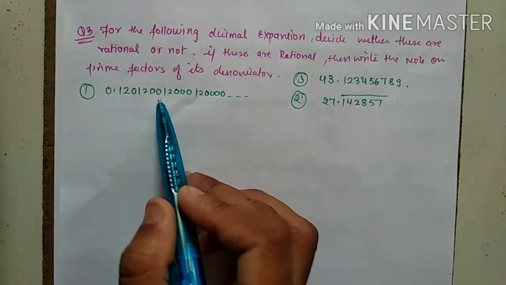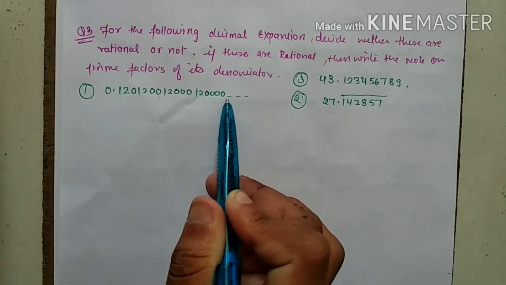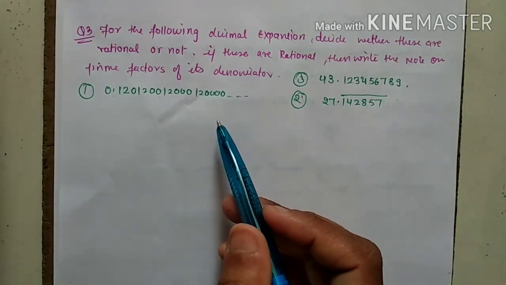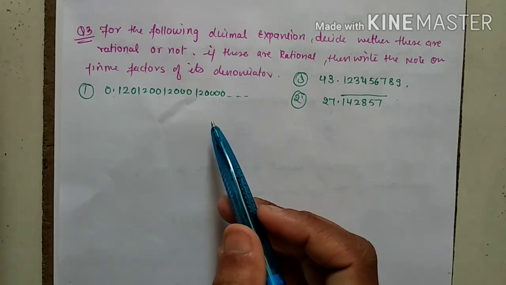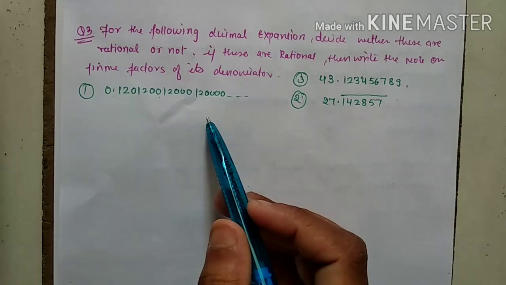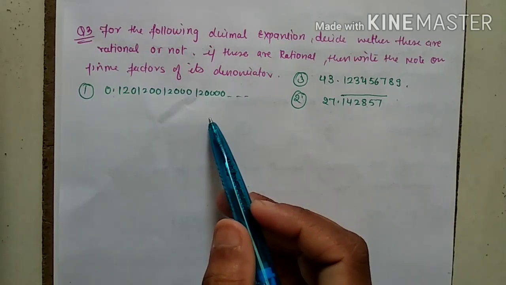0.120, 1200, 1200, with the zeros increasing by one each time. It means it is increasing and is not a rational. Correct or not? Because it is continuously going on, we always say this is irrational. Now we have to consider and solve to say whether it is rational or not.